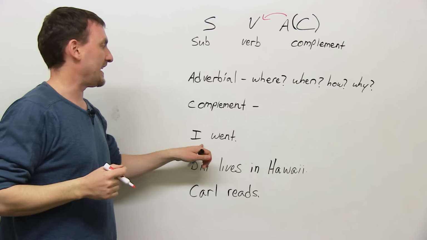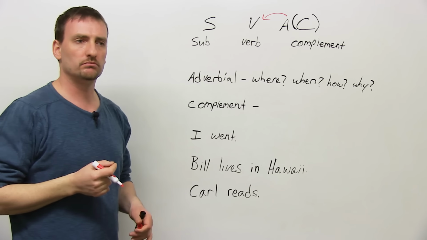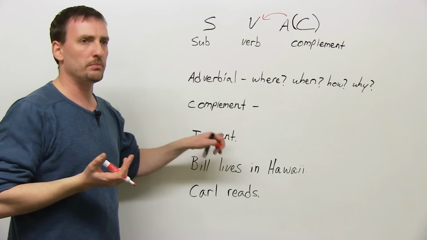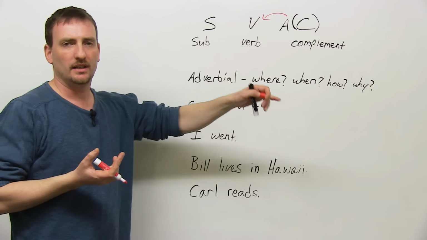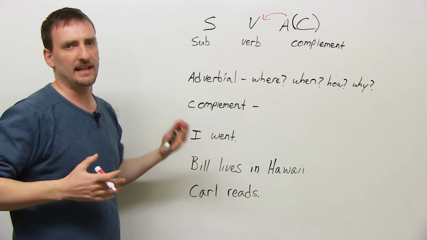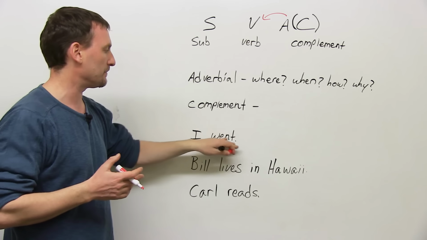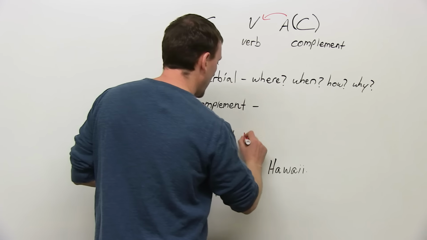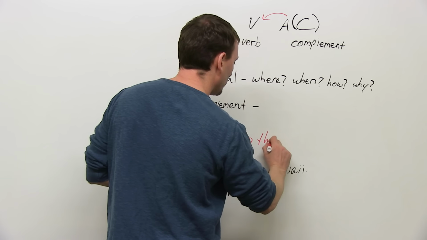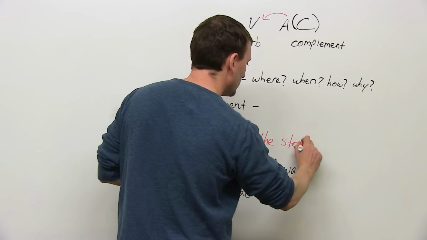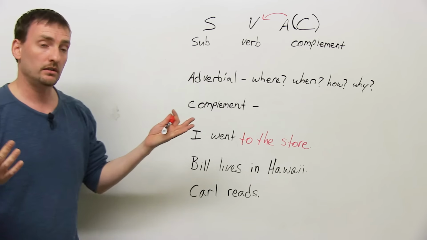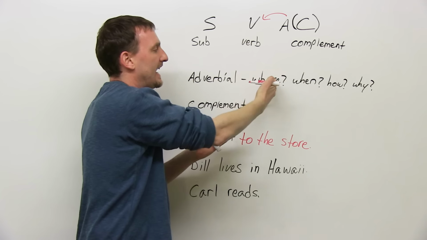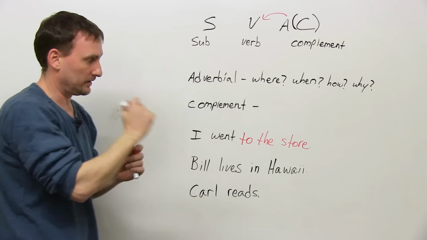Okay? So for example, if I say I went, is this a complete sentence? No. Because go means you had to go somewhere. Technically, in certain contexts, it could be an answer to another question, but by itself, it's not a complete sentence. I need to add something to it. I went to the store. I went where? To the store. So to the store is a complement, but it's acting as an adverb because it answers one of these questions.